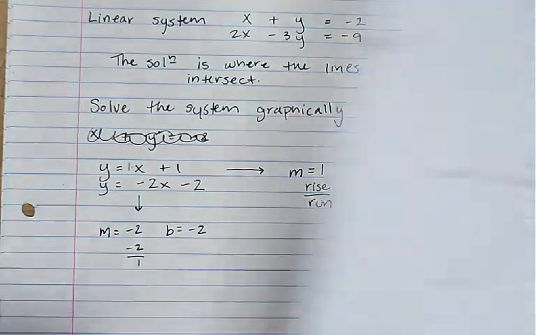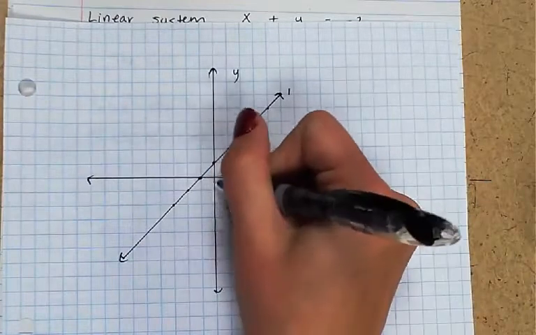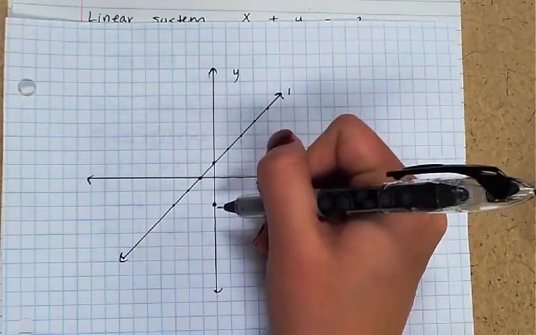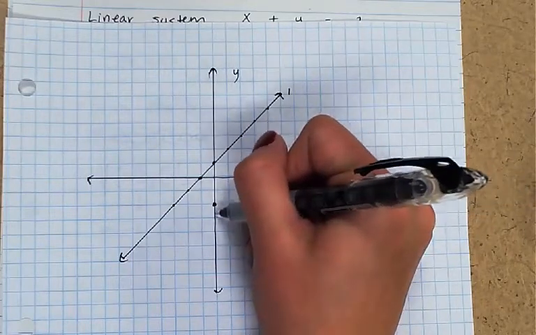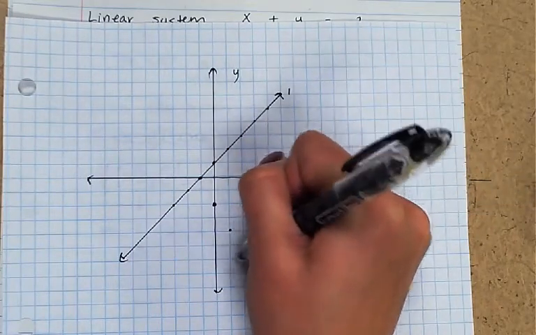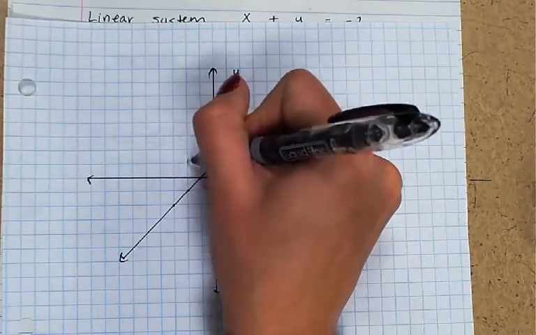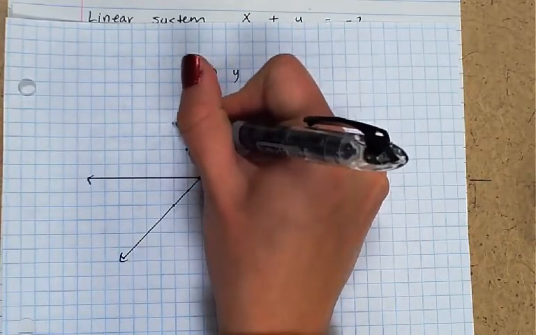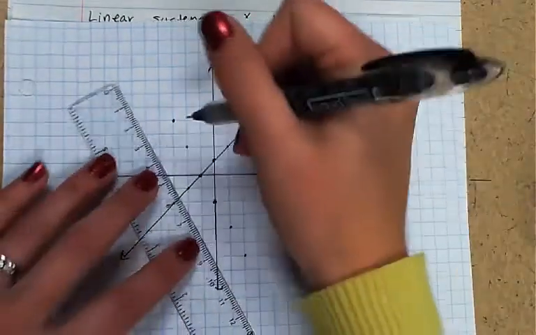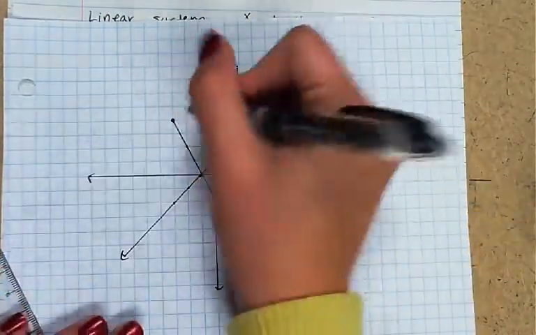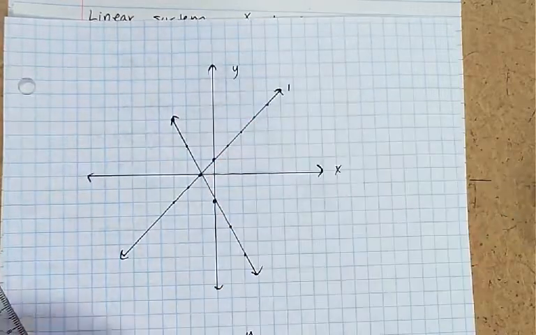Okay, so we start with our y-intercept at negative 2. On the y-axis, I'm going to go down 2 and put a point. From there, I'm going to use my slope, 2 over 1, up 2 over 1. I can also go this way as well. Oh, I already know where our intersection is going to be. Okay, so if I connect all my points, these two lines intersect right here.